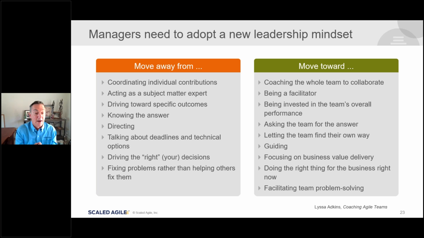It's not about driving my decision. It's about the teams discovering what the right thing to do is and them executing it. I'm trying to grow people, right? So as a manager, we become more of a coach, more of a facilitator. We ask the teams for the answer, right? We're more guides, and we help the teams facilitate problem solving. So we ask our managers to make this change, less disruption and more about understanding the new way.